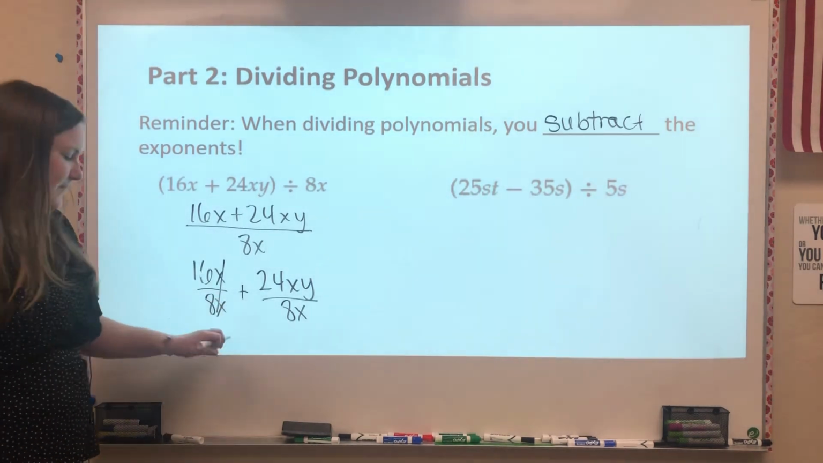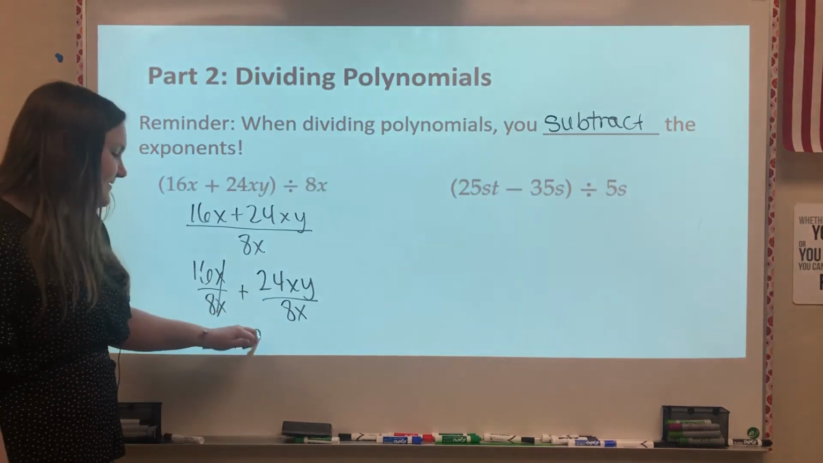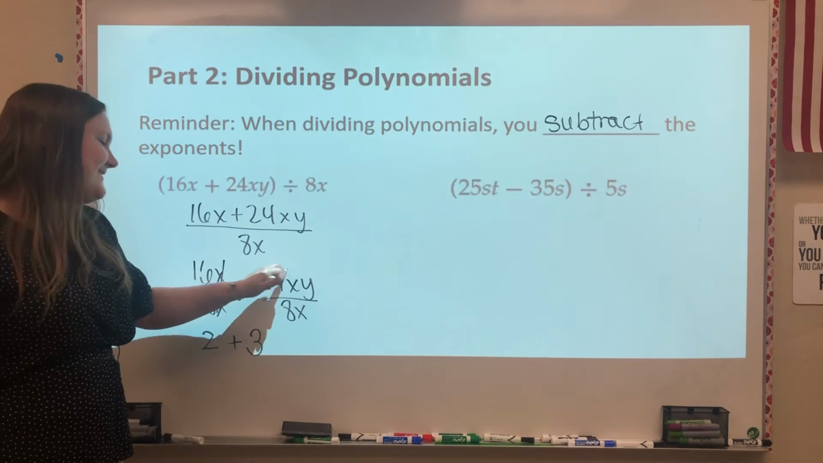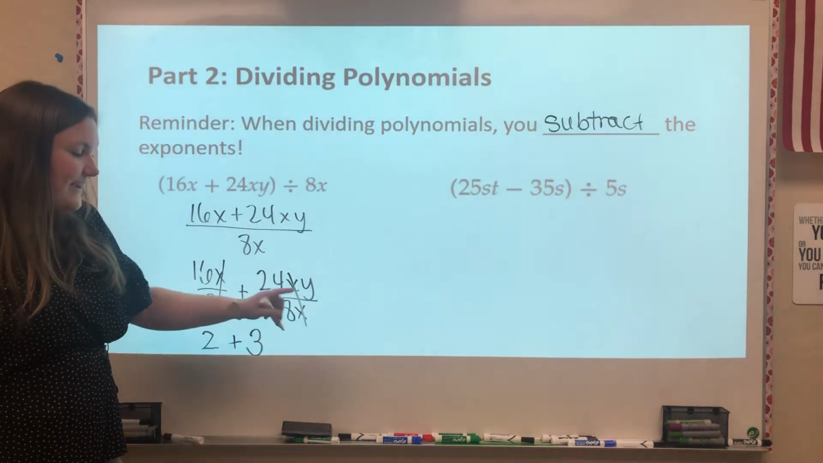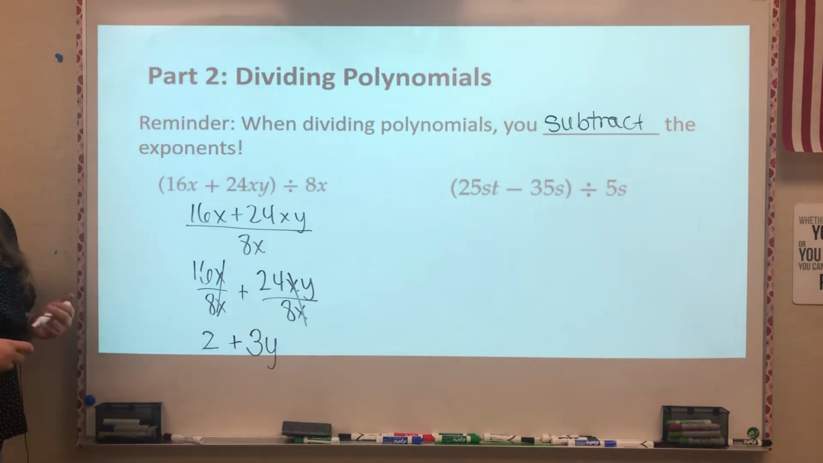What about the second part? Well, 24 divided by 8, I know that's 3. And then again, I see x divided by x. Those x's are going to cancel out. There's a y here that I'm not dividing anything else with, so I'm just going to copy down that y and say 3y. Our final answer, 2 plus 3y.